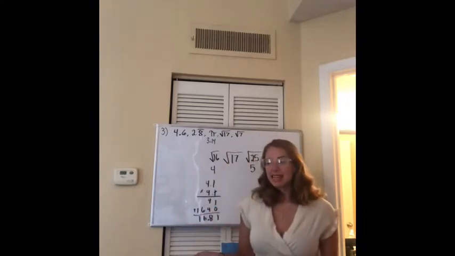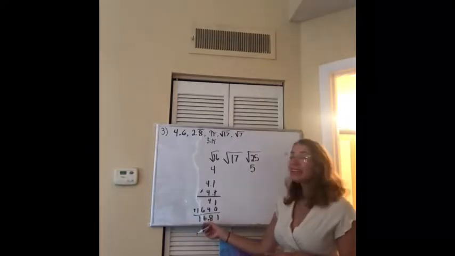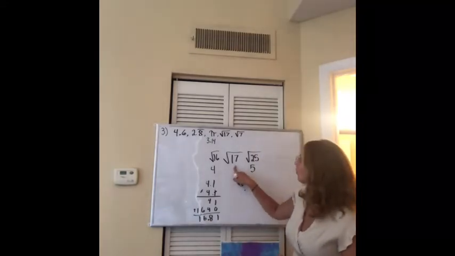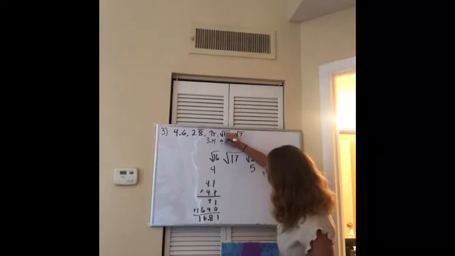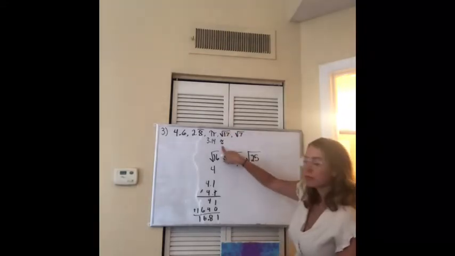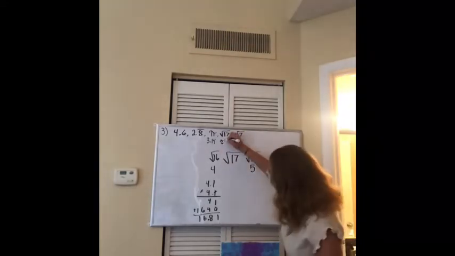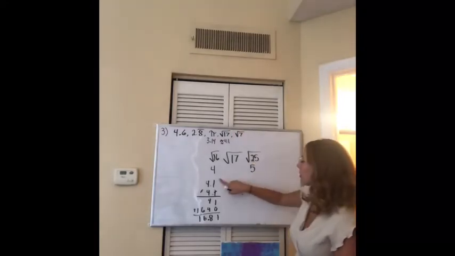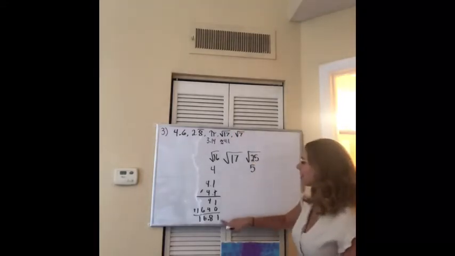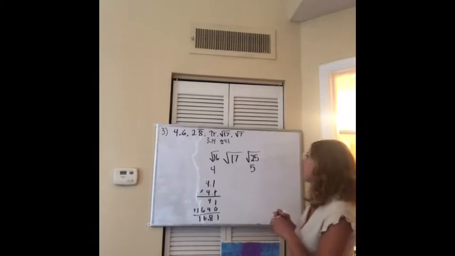And I get 16.81, which is pretty close to 17. So the square root of 17 is approximately, this little squiggle means approximately, 4.1, because 4.1 times 4.1 gives me a number that's close to 17.